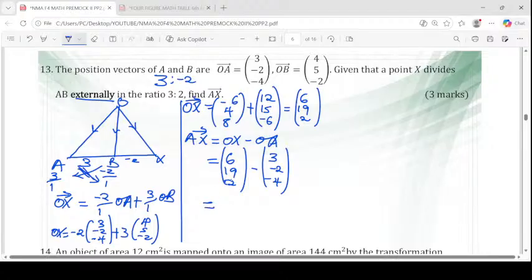So this becomes 6 minus 3 is 3. 19 minus 2 is 21. 2 minus 4 is 6. Remember, they are just saying find AX. And that is how simple that question was to be solved, and you earn your 3 marks.